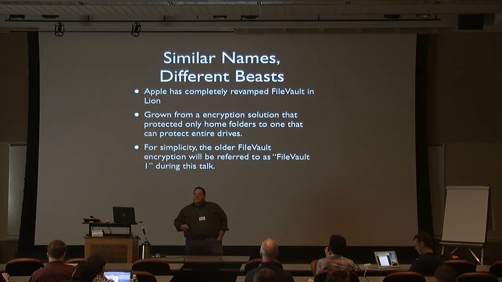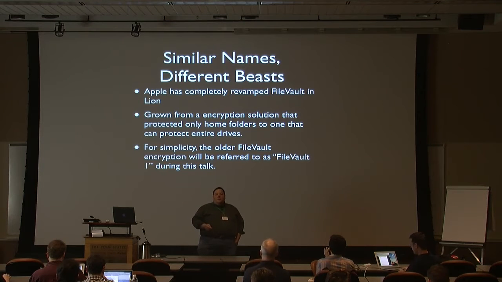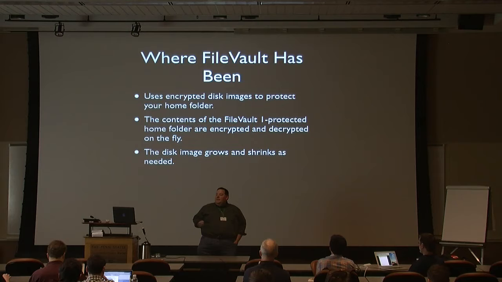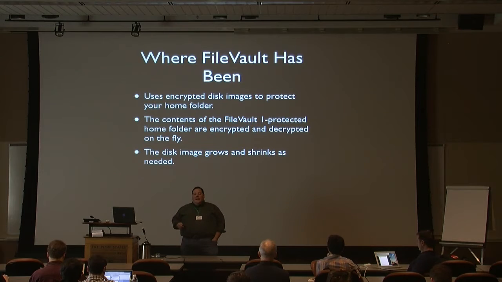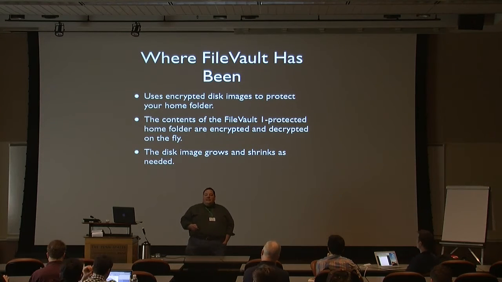And since Apple has dubbed the new encryption as FileVault 2, I'm going to be referring to the older FileVault as FileVault 1 during this talk. So to understand where FileVault 2 is going, it's a good idea to take a look back at how FileVault 1 works. At its heart are encrypted disk images. Encrypted disk images are just like any other disk image, except that they are password protected and they're encrypted with AES encryption. As long as you know the passphrase, you can use them like you would any other disk image.